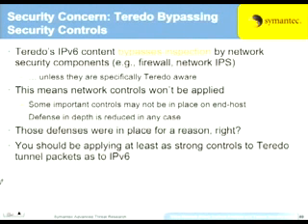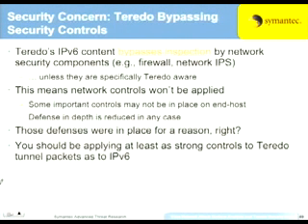Another major concern of ours is that the Teredo IPv6 content bypasses inspection by network security components, such as firewalls and IPSs, unless they are specifically aware of Teredo and know to look for that content inside of UDP. And this means that some of these network controls aren't being applied. And those are there for a reason, right?